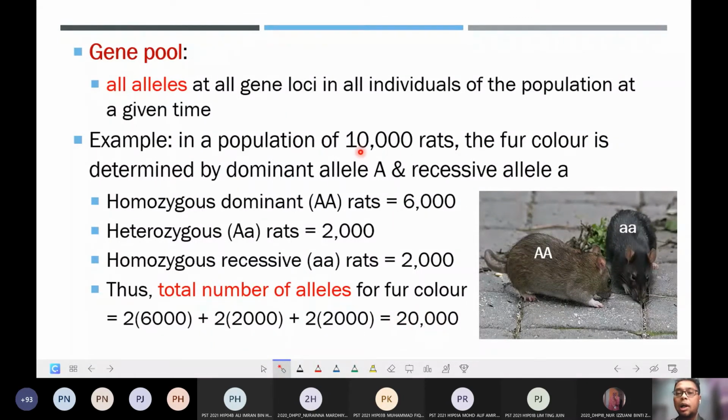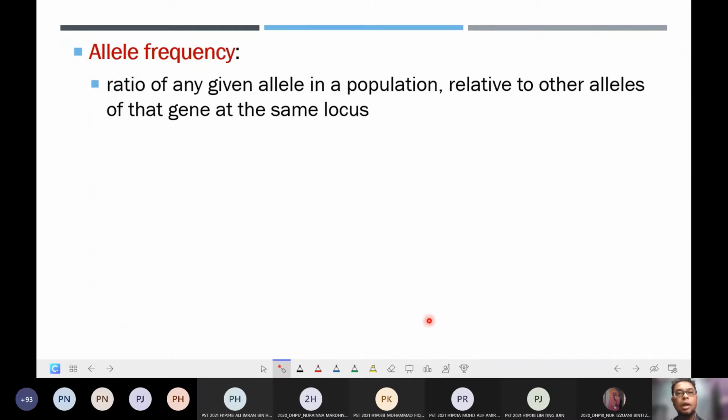Tengok sini pun senang juga. Okay, if we look at this number, 10,000 rats, how many alleles will be in the population? You just times with 2. So 10,000 darab dengan 2 dapatlah 20,000. So the gene pool for these rats will be ni lah, consisting of 20,000 alleles.